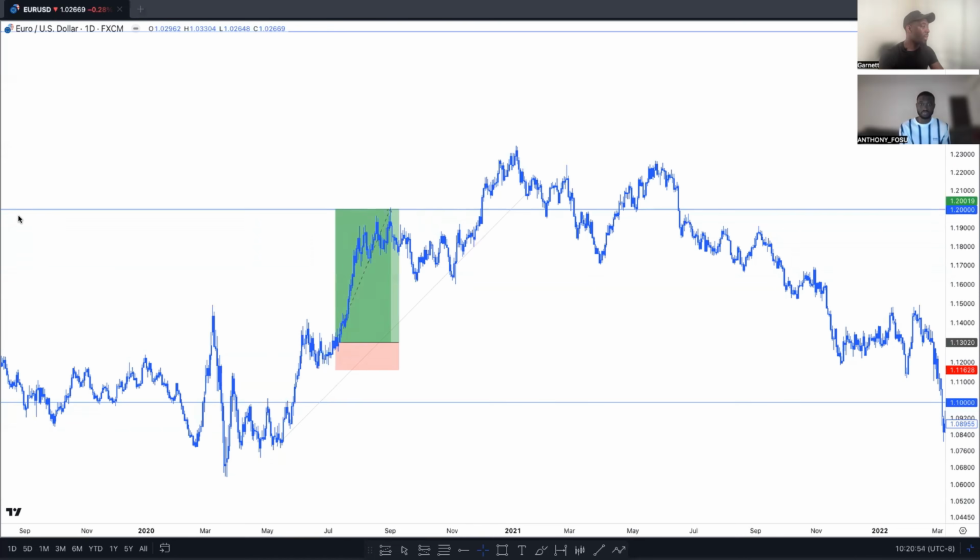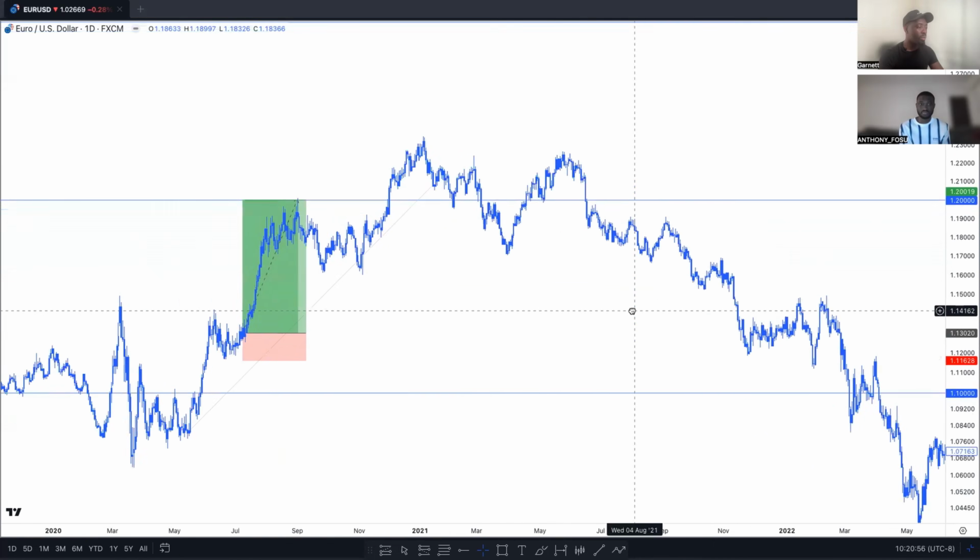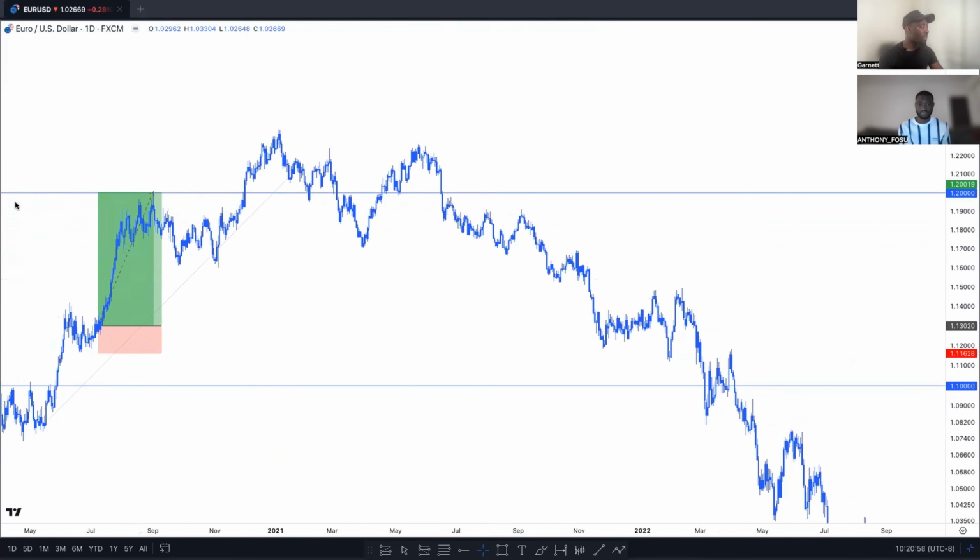And I'll show you something again. So look at this piece right here. Now, do you see how different it is as well? You see how beautiful this is? So price tries to go above this point and then it comes back in.